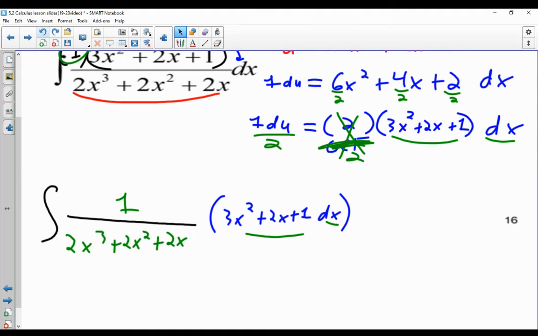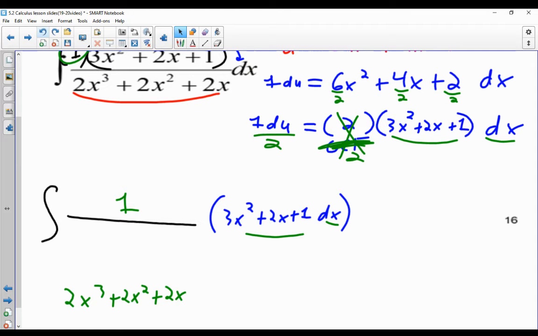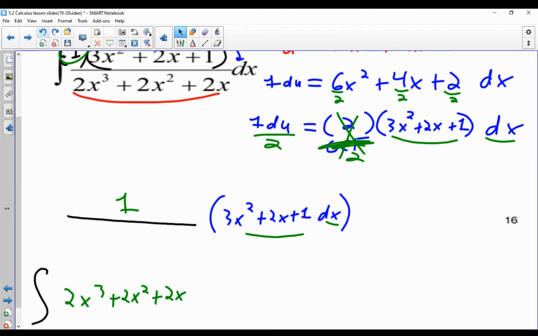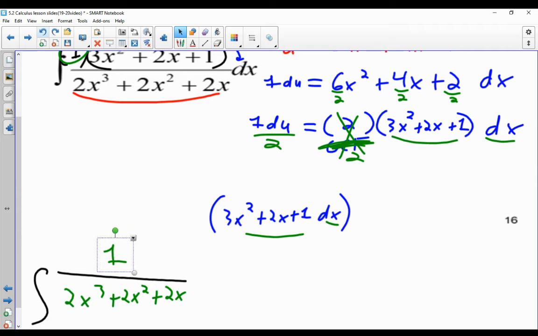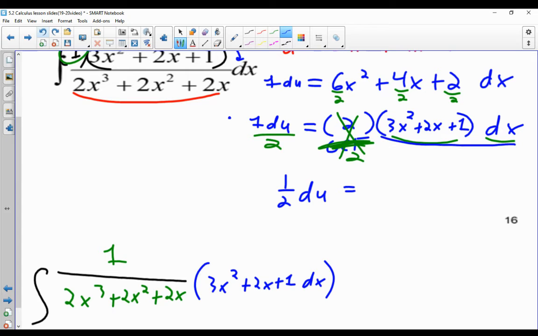So then off to the side, I'm just going to bring this down again, just to make room. I'm sorry if this is messing you guys up. I sincerely apologize. So then, up here, I should have 1/2 du equals all of this: 3x squared plus 2x plus 1 times dx.